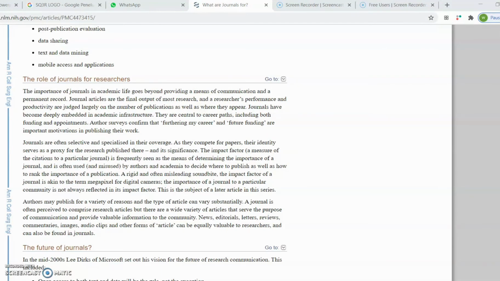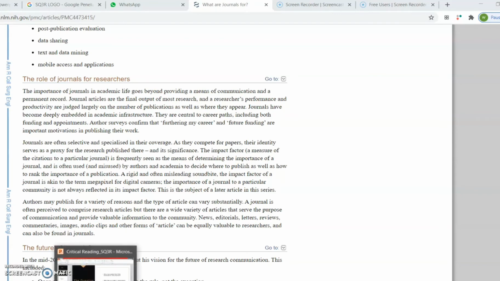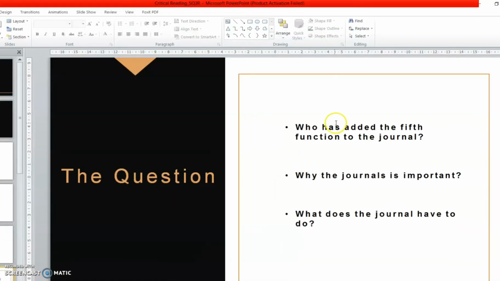Turn headings and subheadings into questions. Ask what, when, who, where, and why. And I've written my questions too. Here are my questions. I ask who has added the fifth function to the journal, why the journal is important, and the last, what does the journal have to do?